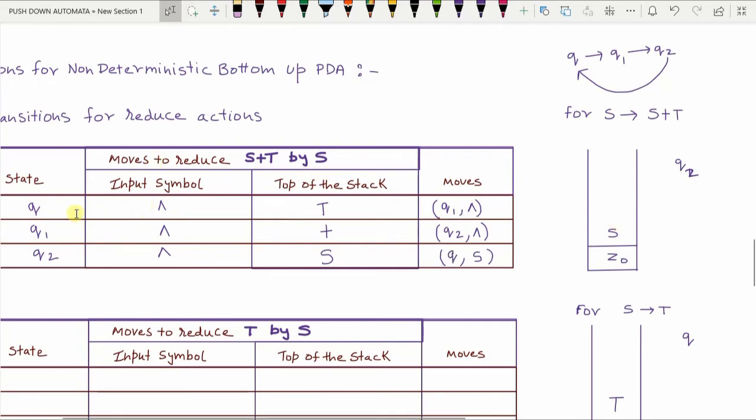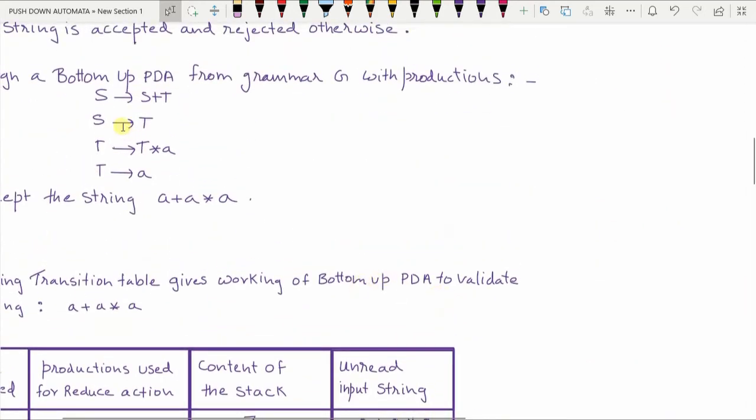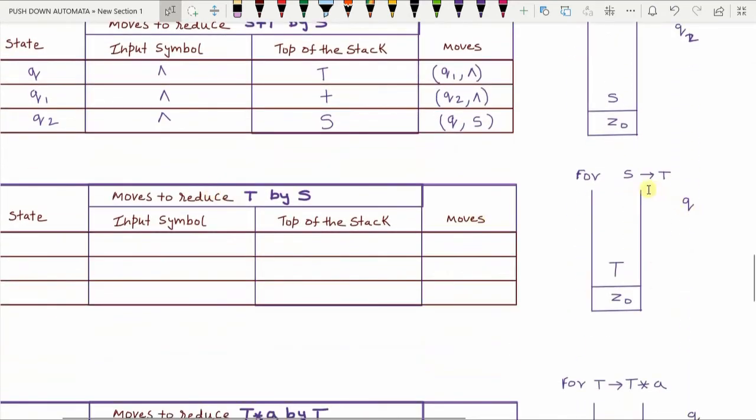So it means from Q I went to Q1, then from Q1 I went to Q2, and then once my work was over, from Q2 I came back to Q. So this is how I have done the reduction for S gives S plus T, the first production that was given to me. Now the second production that is given to us is S gives T. That's the second production.